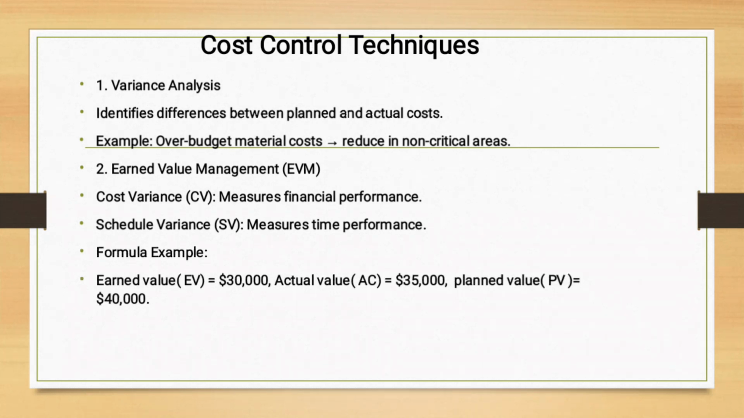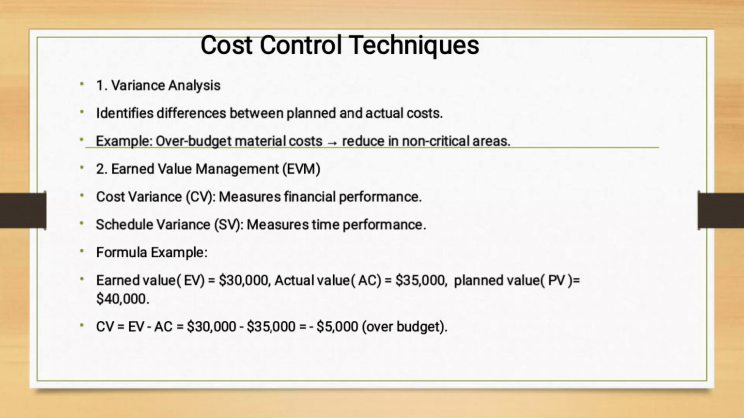We have the following example. We have an earned value of $30,000. The earned value is the budget of the work that has been completed. From there, we have the actual value of $35,000. Actual value is the real amount of money that has been spent on the work that has been completed. From there, we have the planned value of $40,000. Planned value is the budget of the work that was planned to be done for a particular project.